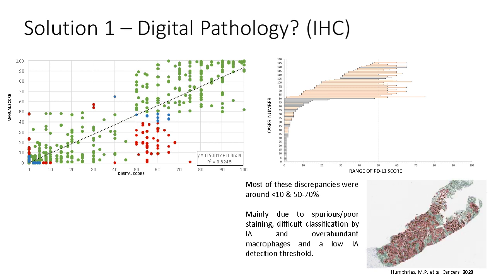And this was mainly due to poor staining, which the image analysis couldn't cope with, or these overabundant intrinsic macrophages, which were sometimes overwhelming the classifier. And then sometimes this low detection threshold in the very fine membrane staining cells could also sometimes be missed by digital pathology. But you'll notice that there are some blue dots within those.